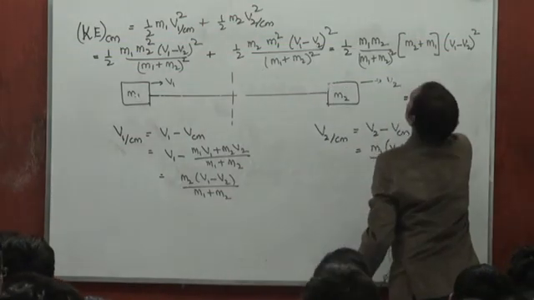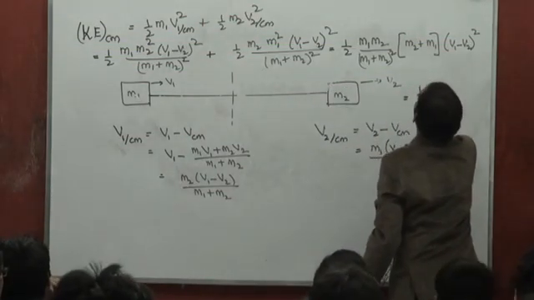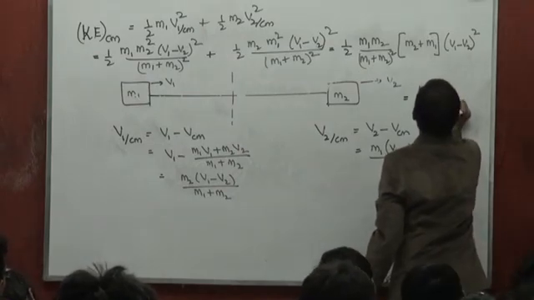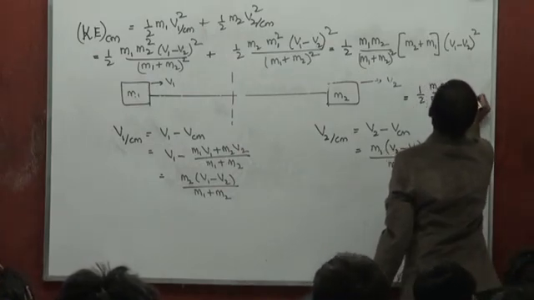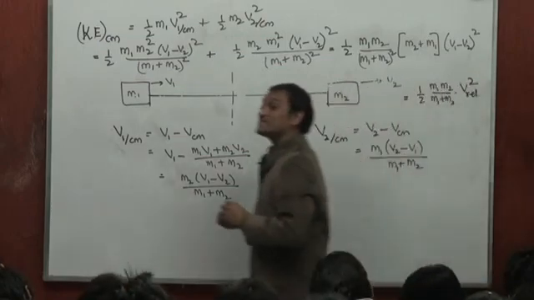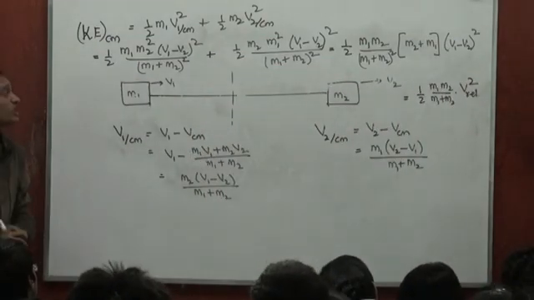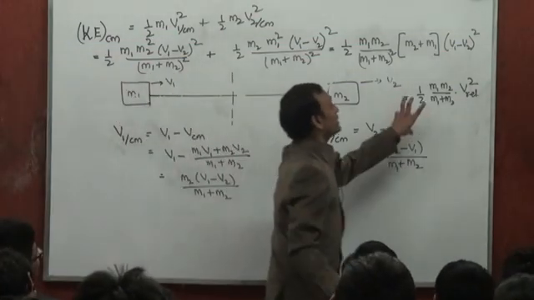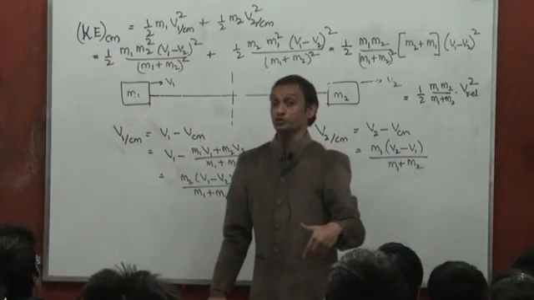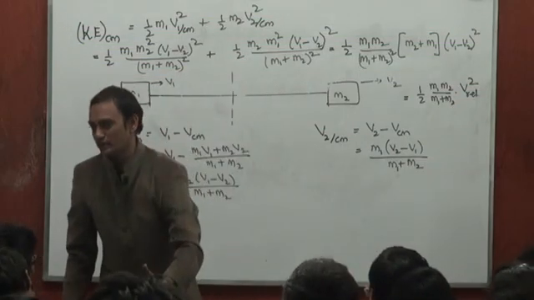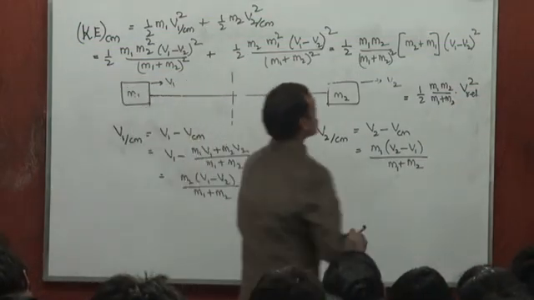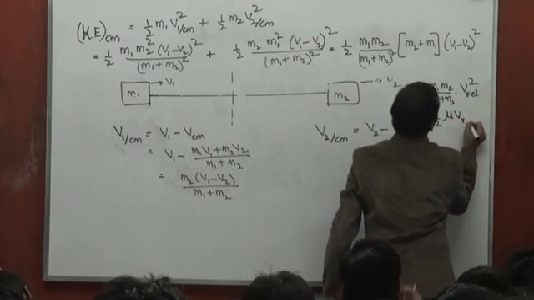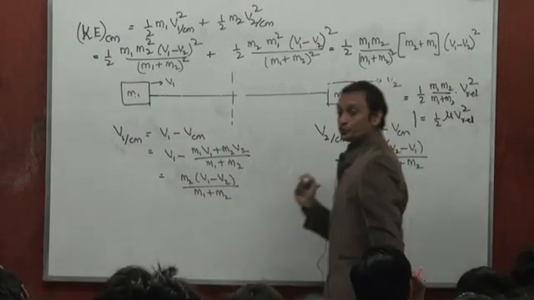So, in any case, this turns out to be half m1 m2 by m1 plus m2 into v rel squared. V rel is the relative velocity between 1 and 2, yes or no? Right? But have I given a name to m1 m2 by m1 plus m2? The reduced mass for a pair of particles m1 and m2. So, this is going to be half mu into v rel squared.